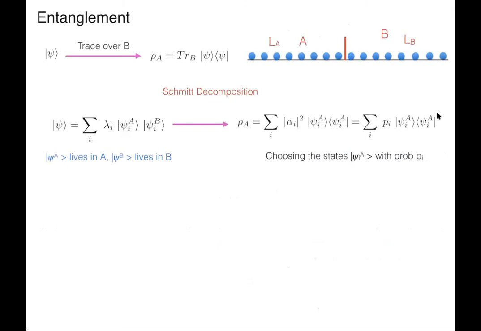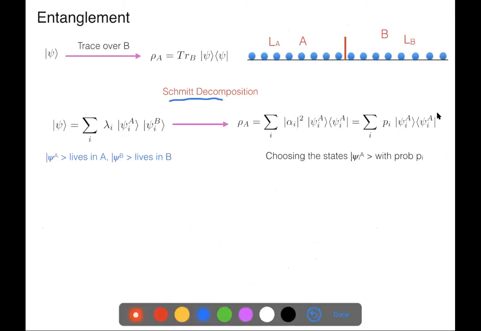Next thing is, what is entanglement? Well, you know that there's something called the Schmidt decomposition, which means every state can be written not just as a product of states living in A and B, but as a sum over them with some coefficients. This should be alpha_i, given what I'm writing next. If you know how to do this decomposition, then you also know what density matrix you will get. You will get simply alpha_i squared times psi_iA, which is again the same thing: choosing the states psi_iA with probability p_i.